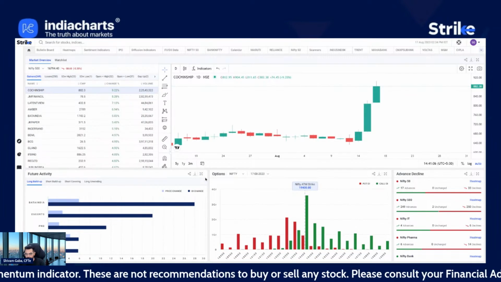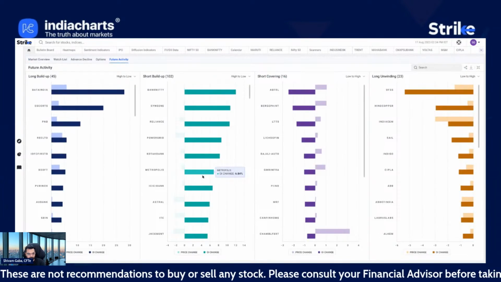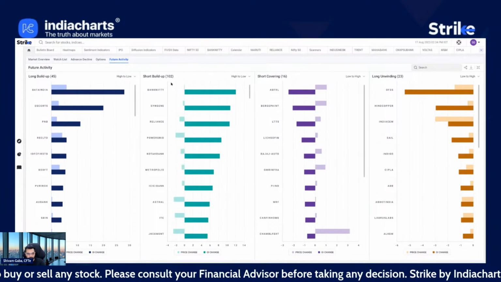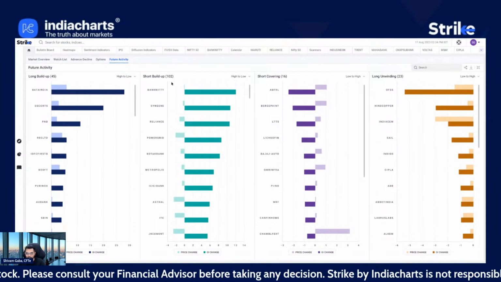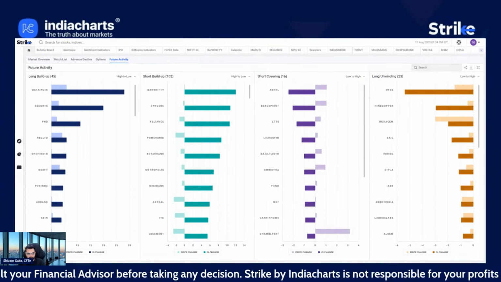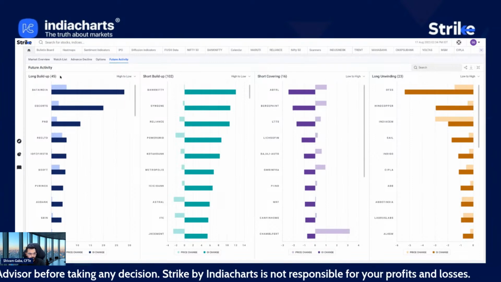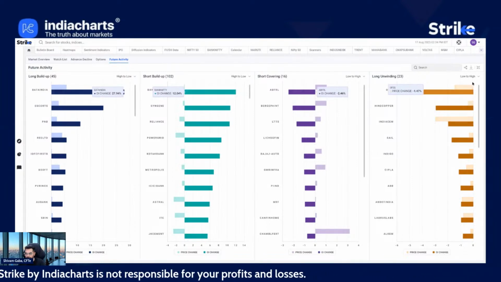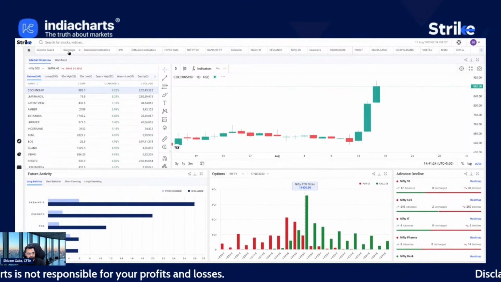Coming back to today's action, in the FNO segment, there is also a downward pressure seen, wherein about 102 stocks are there in short buildup and only 45 are there in long buildup. So the action is very stock specific today. Only selected stocks are up.